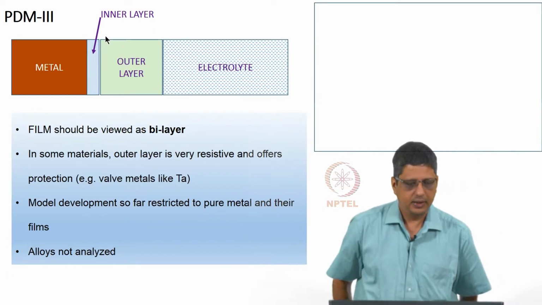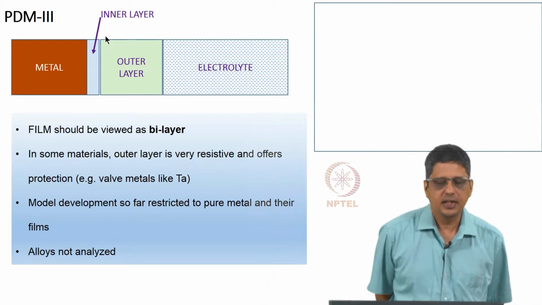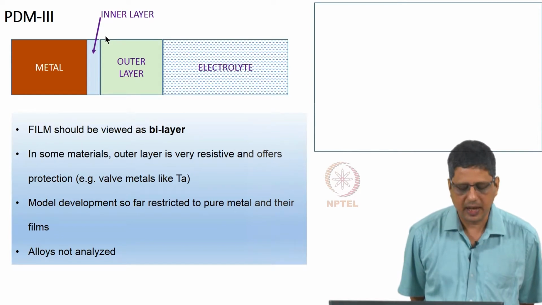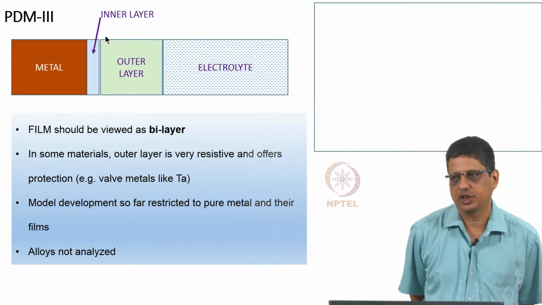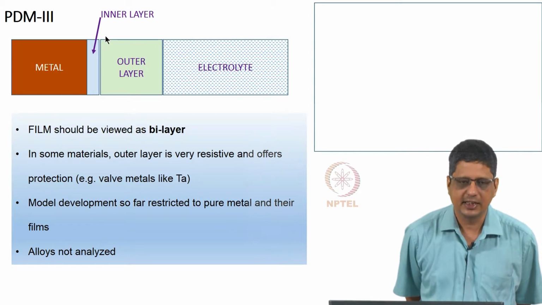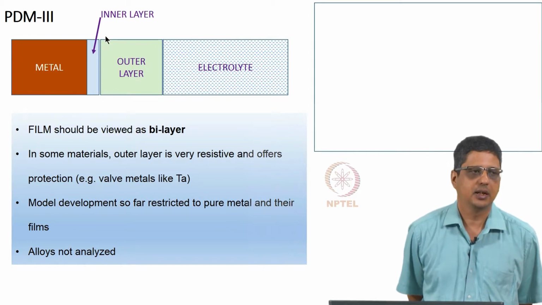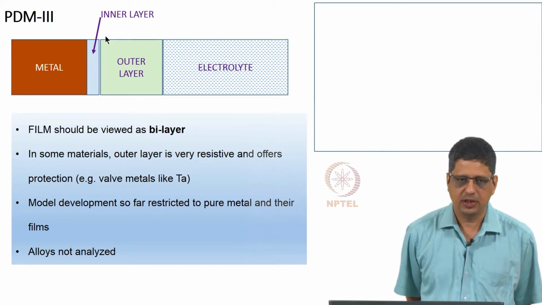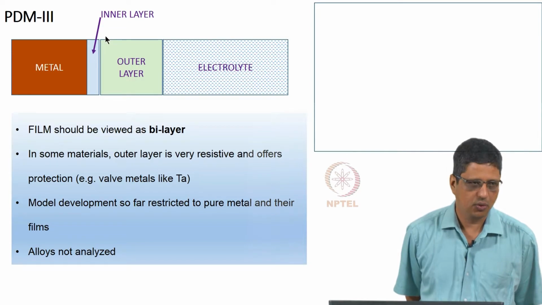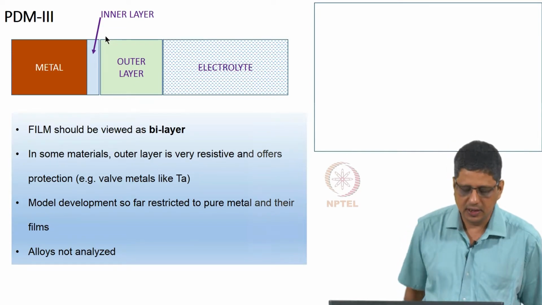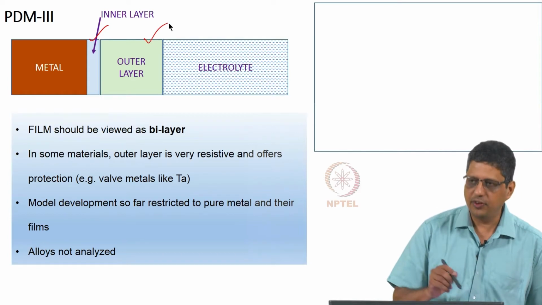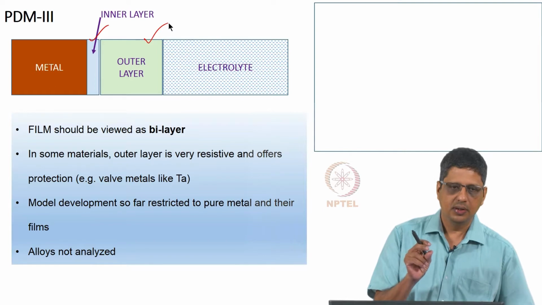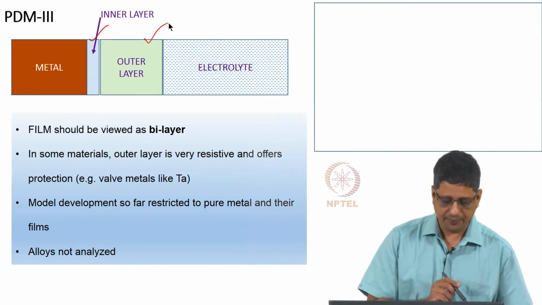Then a third generation is to recognize that sometimes the outer layer can actually offer protection. Okay. If it is very resistive, like materials such as tungsten, titanium, zirconium, they have a thin film which offers protection, and even there, if you consider the quality of the film changes with distance, you can say one is an inner film, one is an outer film. The outer film itself is very resistive, so that it is protecting this material. Okay.